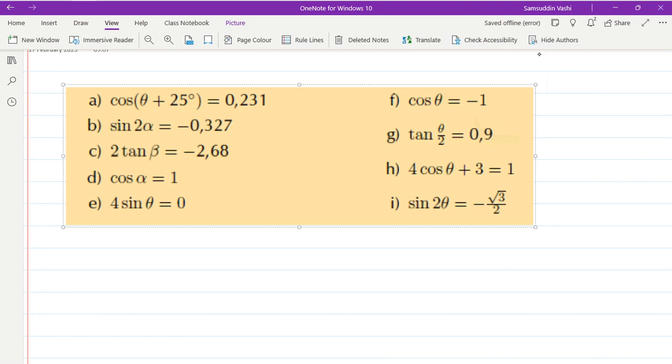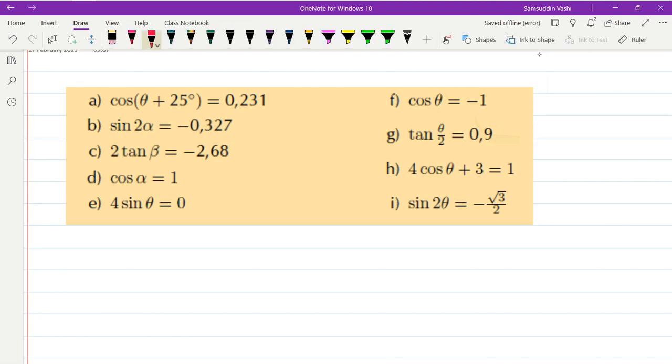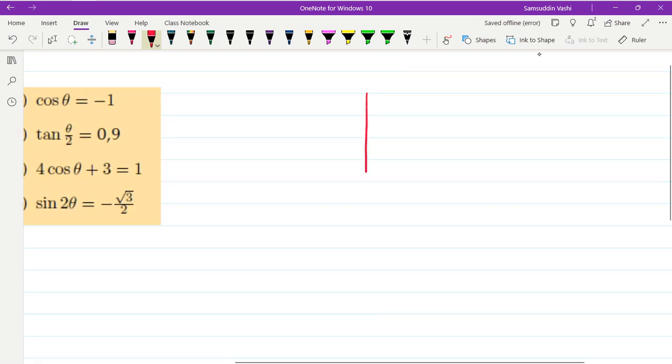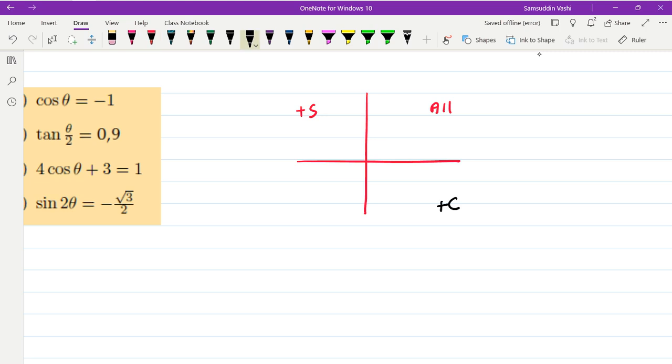We are talking about the general solution now. Before we go to the general solution, we need to get two solutions first. Why do we need to get two solutions? Because sine, cosine, or tan are always positive in two places. Sine is positive in the first and second quadrants. Cosine is positive in the first and fourth. And tan is positive in the first and third.